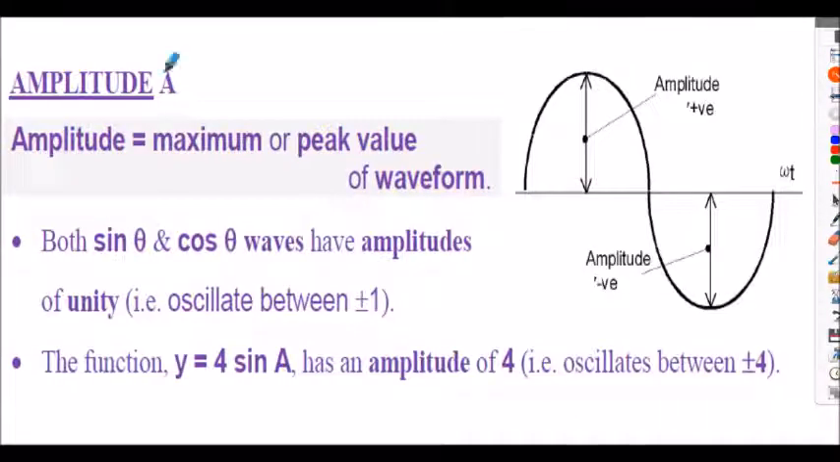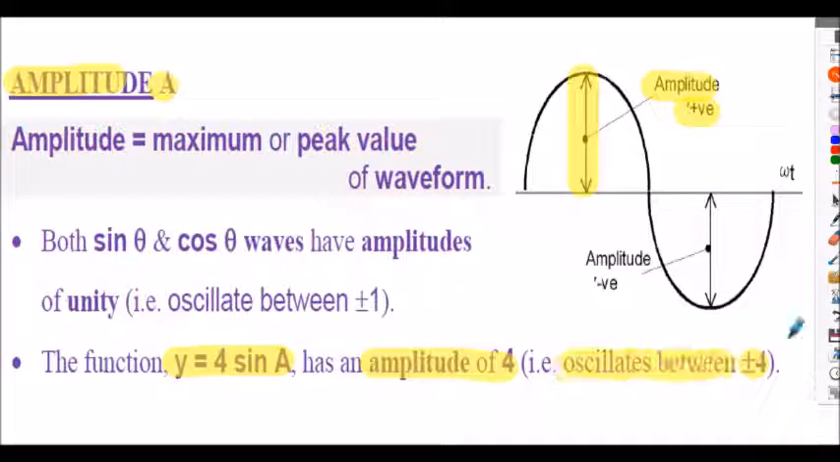Just a note on amplitude, A, that's the maximum height of the waveform shown here. This is the amplitude of the sinusoidal waveform. So for example, for the function y is equal to 4 multiplied by the sine of A, the amplitude is 4. So in this case, the waveform oscillates between positive and negative 4. The following slide shows a typical solution that we'll be reviewing in this short presentation.